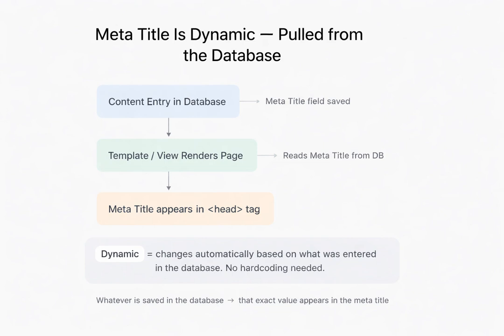So when someone enters a news article and fills in the meta title field, that exact value gets pulled and placed into the HTML head tag. You don't need to touch the code every time a new article is published. This is the correct way to build scalable content systems. The code stays the same, and the content changes dynamically based on what's in the database.